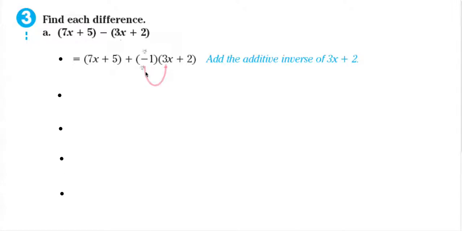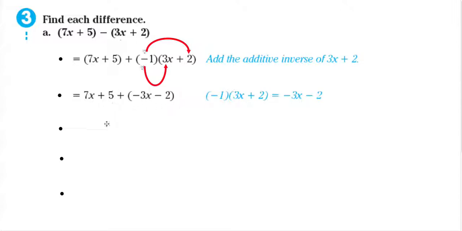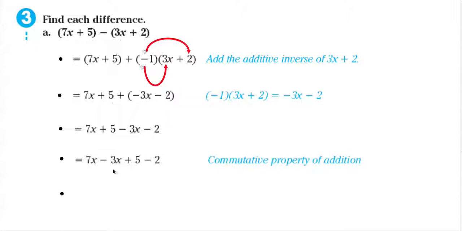We distribute the negative 1 to 3x, and we distribute the negative 1 to 2. We end up with 7x plus 5 plus negative 3x minus 2. Simplifying it further, we take out the addition sign, and we simply have 7x plus 5 minus 3x minus 2. Using the commutative property of addition, we now have 7x minus 3x plus 5 minus 2.